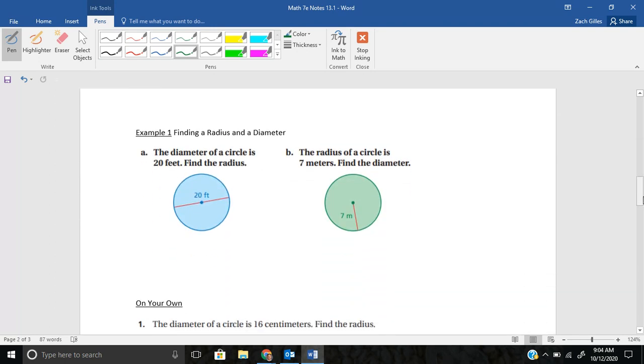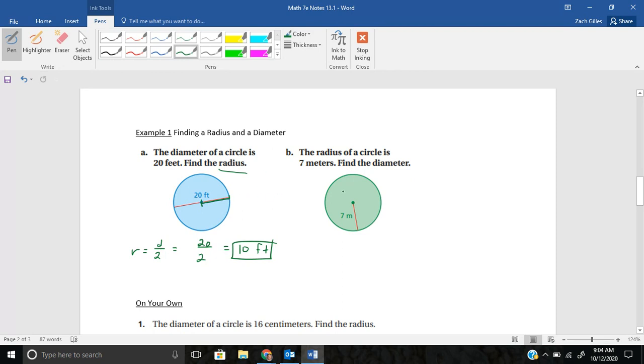All right, so let's look at one of the examples that you might see. It says the diameter of a circle is 20 feet. Find the radius. Okay, so we're looking for radius. I'm going to use that formula. The radius is the diameter divided by 2. Okay, well, in this case, our diameter is 20, the distance across the circle, divided by 2. My radius would be 10, and my label would be feet. So from here to here would be 10 feet, half of the diameter.